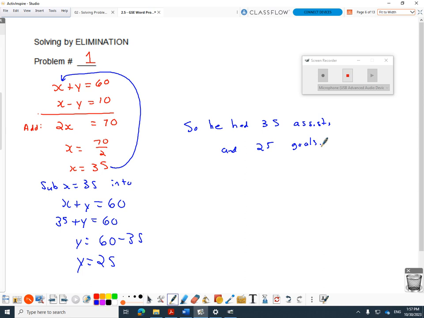So yeah, you could write this. Point of intersection: 35, comma 25. That is true. That is the point of intersection. But there's a word interpretation here. So don't be intimidated by word problems. Just at the end, you've got to go back and go, well, what were we talking about here? Okay.